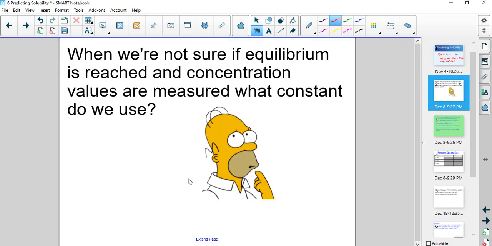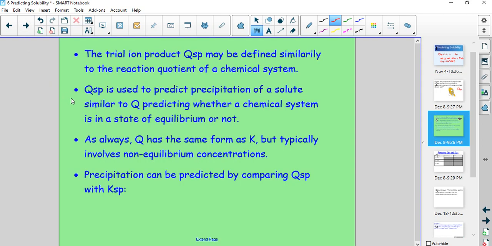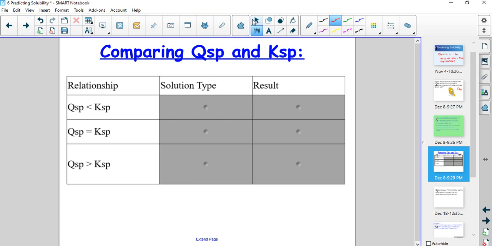And here's a question that we probably already answered. When you're not sure if equilibrium is reached and concentration values measured, what constant do we use? So hopefully you're thinking it's Q. Okay, but specific to solubility, we're going to say QSP. A few tidbits, already talked about a lot of this. Again, when you don't know if it has reached equilibrium, then we say Q. When it refers specifically to a solute and solvent, we say QSP. Okay, so here are our different situations.